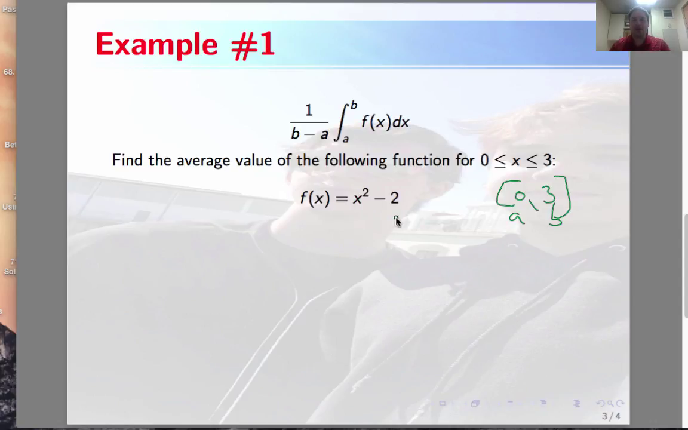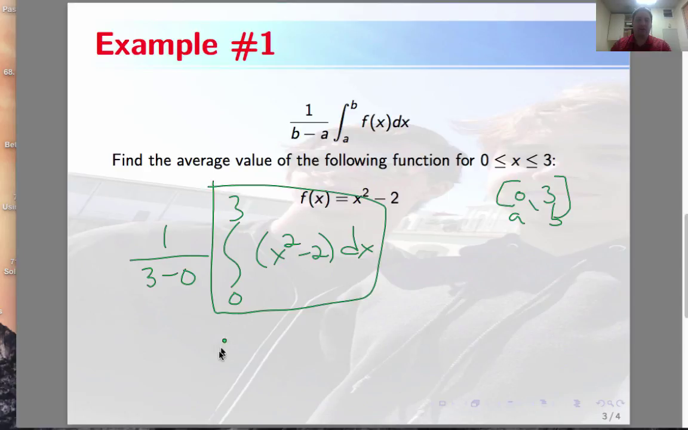I've got my function right here. And so if we just punch this right into the formula, we get 1 over b minus a, so 3 minus 0, times the integral from a to b, so the integral from 0 to 3, of f of x dx, and f of x is x squared minus 2. Okay? So basically we've got a definite integral right there that we know how to calculate. Let's do that real quick.